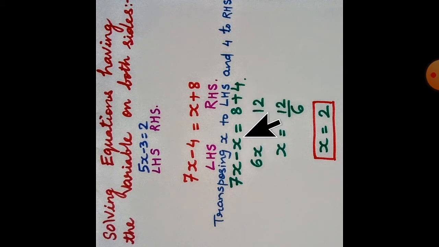So 7x minus x is 6x, 6x is equal to 12. So x is equal to 12 upon 6, and 6 twos are 12, so x is equal to 2. In exercise 2.3, we will solve the sums in the same way.